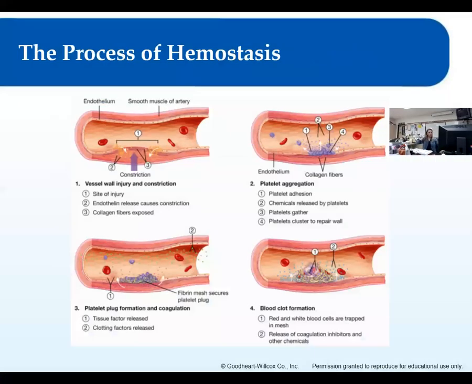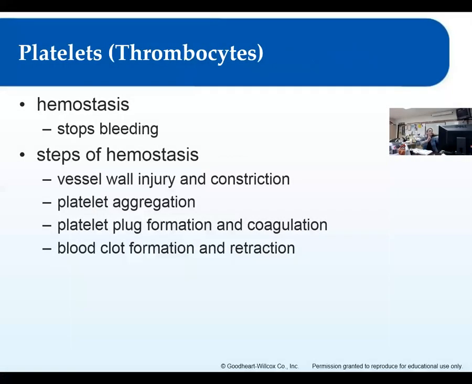Platelets. Or thrombocytes. Thrombo means clot. Okay, so cyte is cell. So this literally means clotting cell, thrombocytes. Erythrocytes, red cell. Leukocyte, white cell. Thrombocyte, clotting cell. Okay, hemostasis is the process of blood clotting.